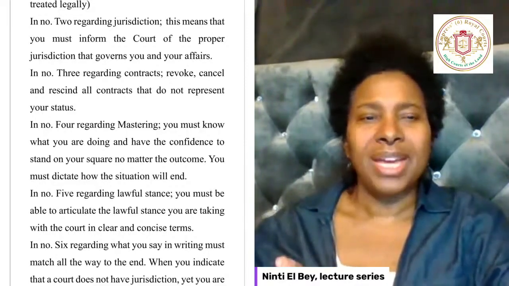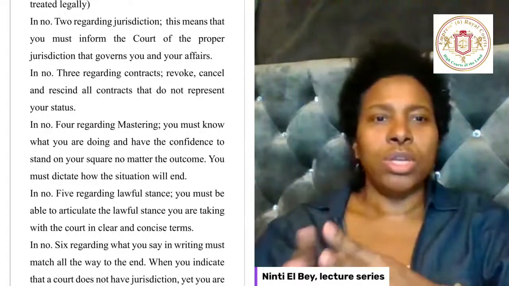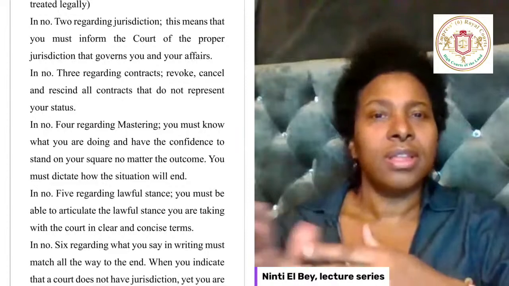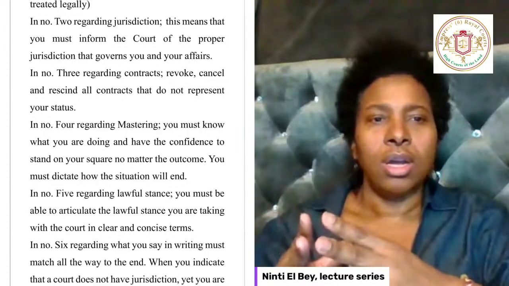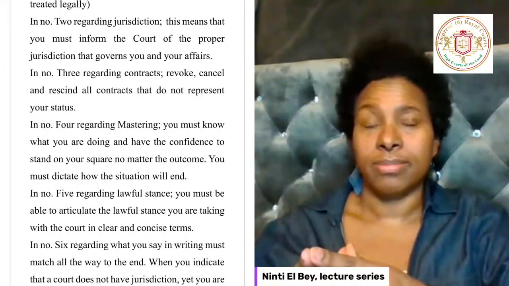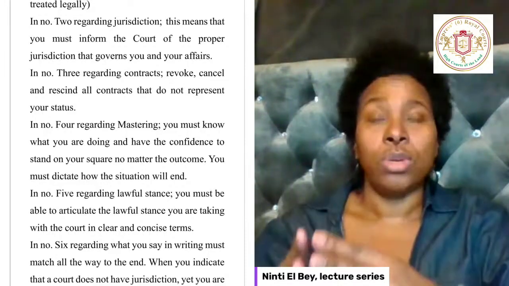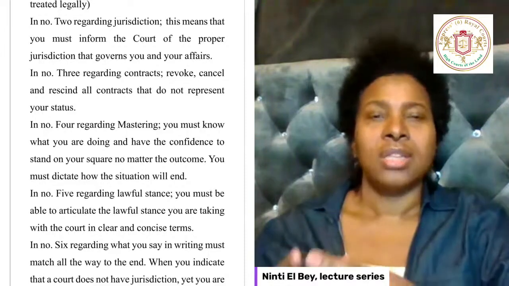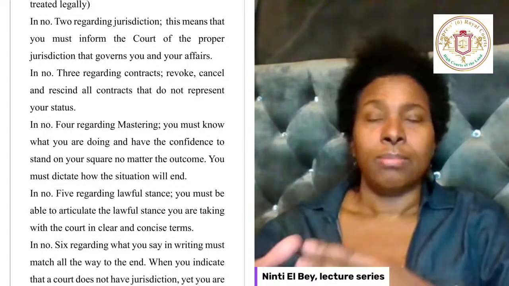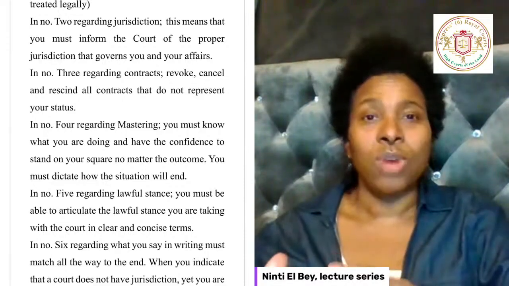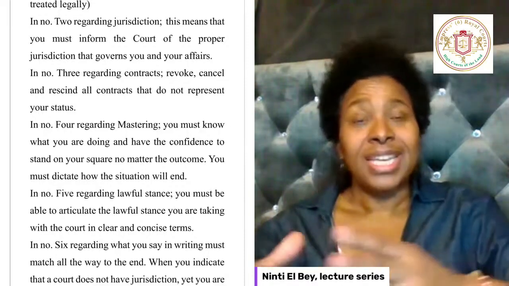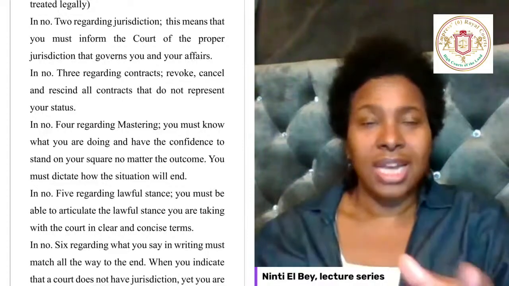Number four, regarding mastering, you must know what you're doing when you stand for yourself or present yourself on behalf of the straw man. You must know what you're doing, and you have to have the confidence to stand on your square no matter what the outcome. You must dictate how the situation will end. Remember, you are the live, living flesh as opposed to a corporate entity. By law and by universal law and by right, you are the governor and the master of that courtroom. But because you don't know this, they're able to throw you around like a rag doll.